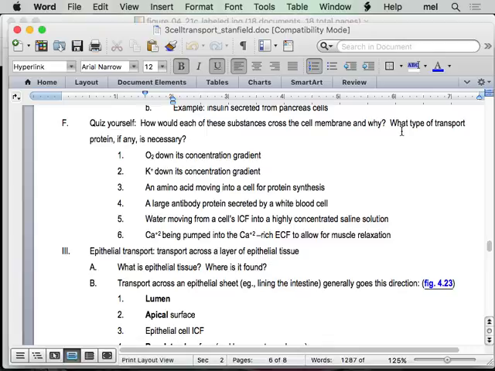Okay. A large antibody protein secreted by a white blood cell. Not endo. Exocytosis, yes. Exocytosis is moving it out. Does that make sense? Now, back up. Tell me why you couldn't use a channel or a carrier. Too big, exactly. Too big and not lipid soluble, correct?